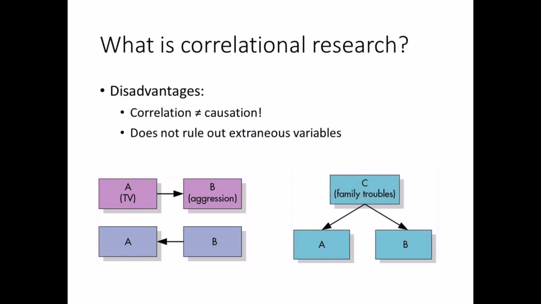Another problem with the correlational method is that it doesn't rule out extraneous variables. For example, it could be that a third variable, intensity of family troubles, is related to both watching violent television and aggressive behavior. It could be the key to understanding how and why the other 2 variables have a relationship. Now that you are familiar with correlational research, you will review the gold standard in the next lecture, experimental research.